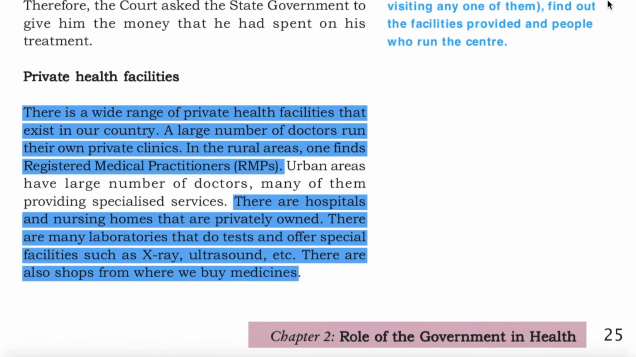Private health facilities. There is a wide range of private health facilities that exist in our country. A large number of doctors run their own private clinics. In the rural areas, one finds registered medicinal practitioners, RMPs. Urban areas have a large number of doctors, many of them providing specialized services. There are hospitals and nursing homes that are privately owned. There are many laboratories that do tests and offer special facilities such as X-ray, ultrasound, etc. There are also shops from where we buy medicines.